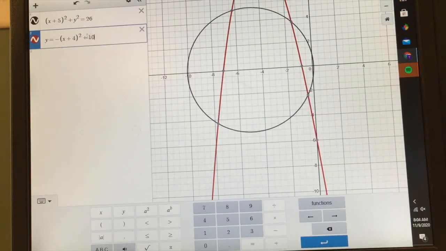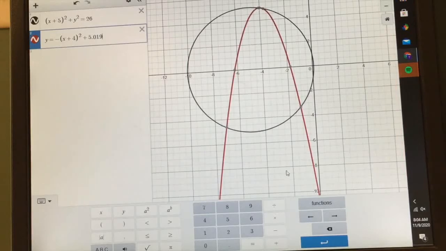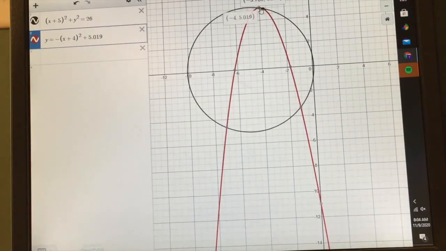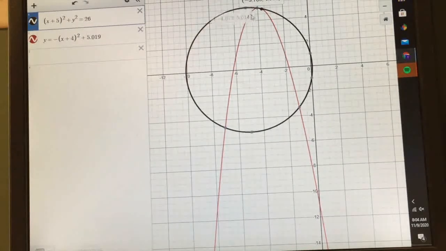Let's say I did, I'm going to make this plus 5.019. If you see that, it looks like it still has 4, but I can't get that to work exact. Well, anyway, you see how it is possible to have 3. If this is tangent to that circle here, and you have 3 right there, it's possible to have 3.